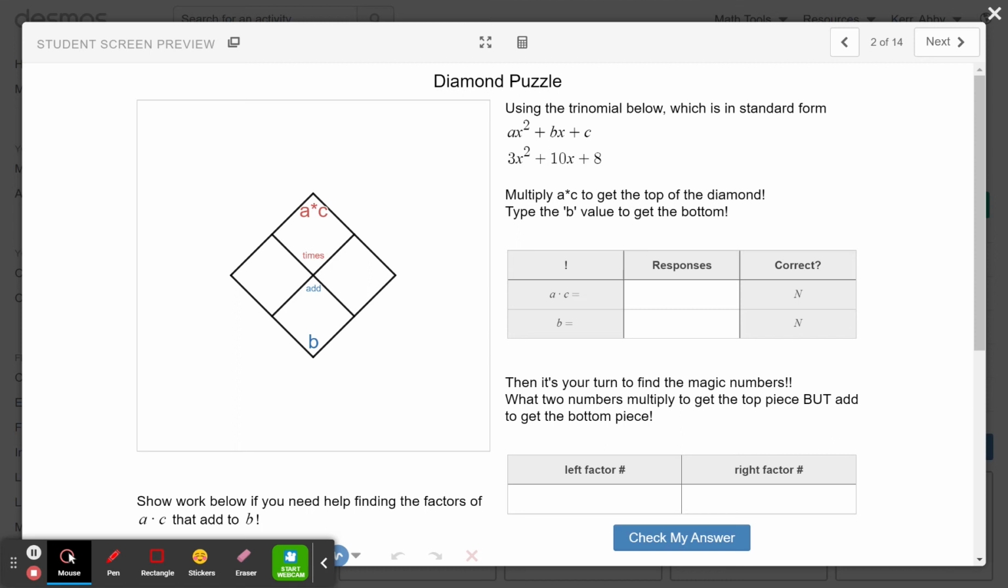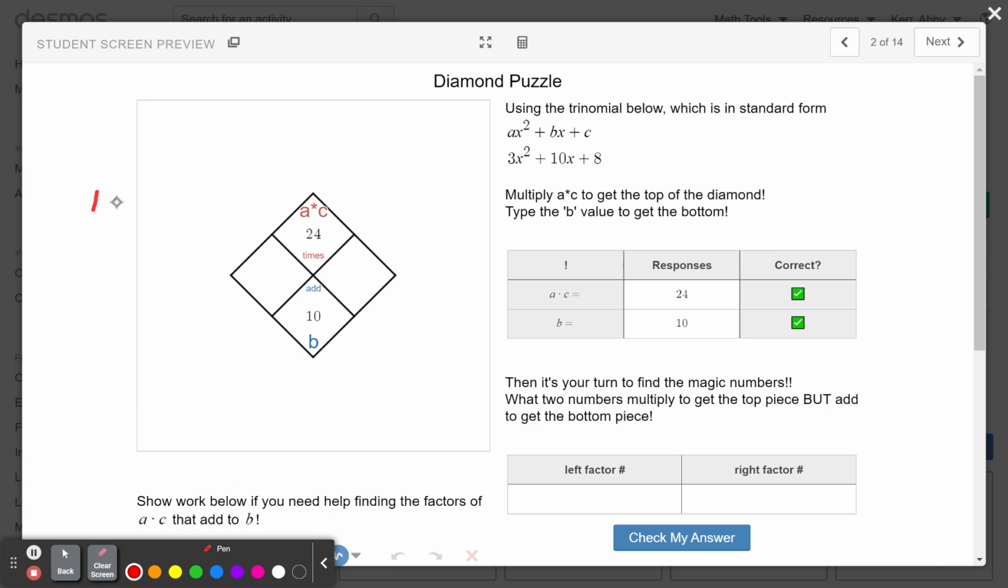So in this slide, we are doing the diamond puzzle. The first thing you want to do is your A value, which is 3, and your C value, which is 8. So 3 times 8 gets you 24. And then you write down your B value, which is the coefficient of X. So we find that right here. Now we need two numbers that multiply to get 24 and add to get 10.